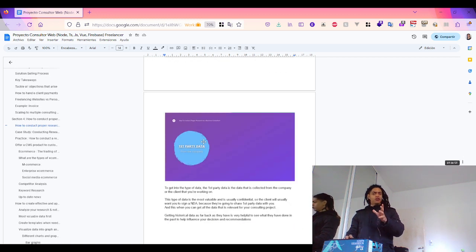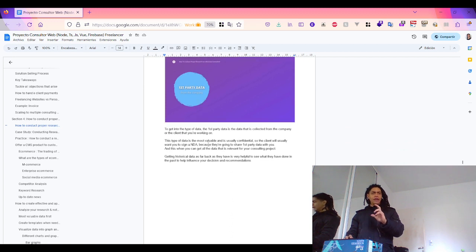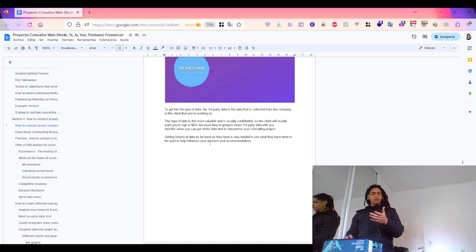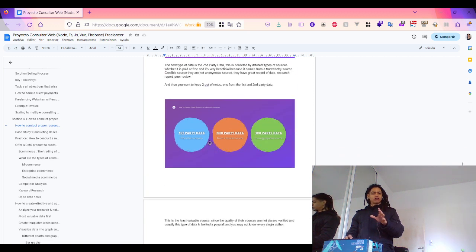So especially when you're conducting research for a consulting project, it is important to identify the source of this data. The most valuable data comes from the company, first-party data. Usually you have to sign an NDA agreement for that.